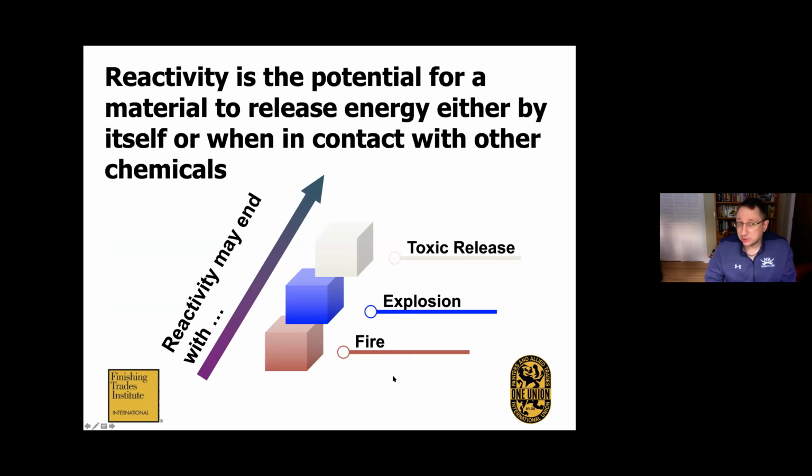Reactivity is the potential for a material to release energy either by itself or when it contacts something else. And when that happens, you can cause a fire, you can have an explosion, release of toxic chemicals. Does anybody have an example of any flammable, reactive chemicals that they either work around or that they might have information on?